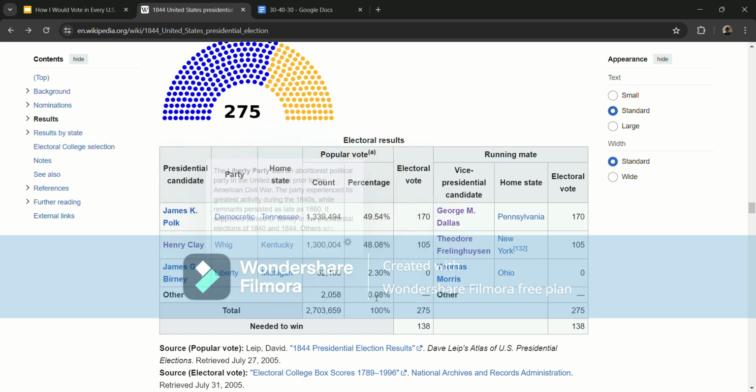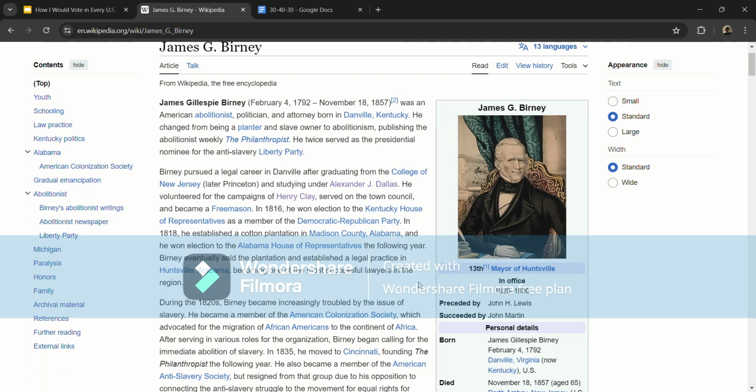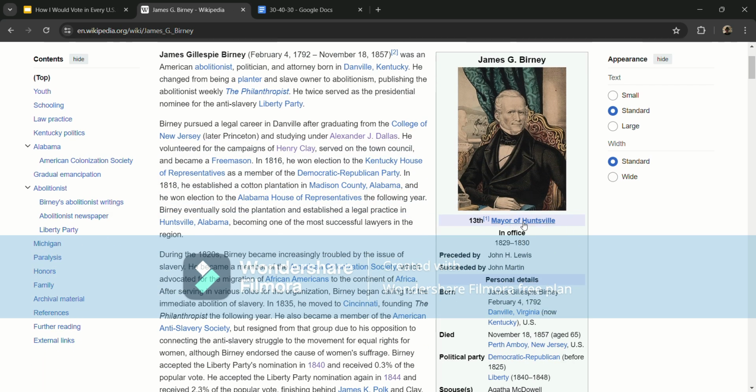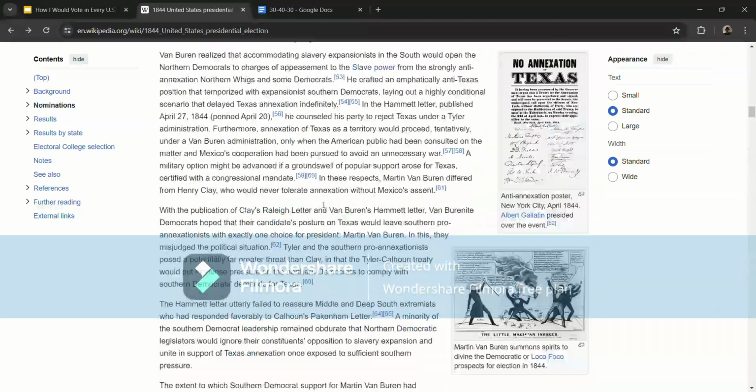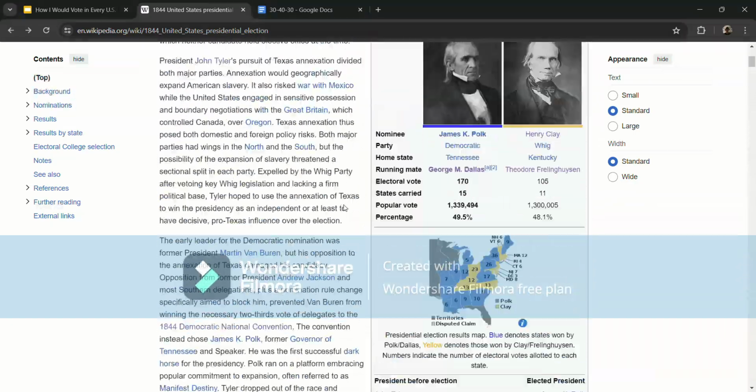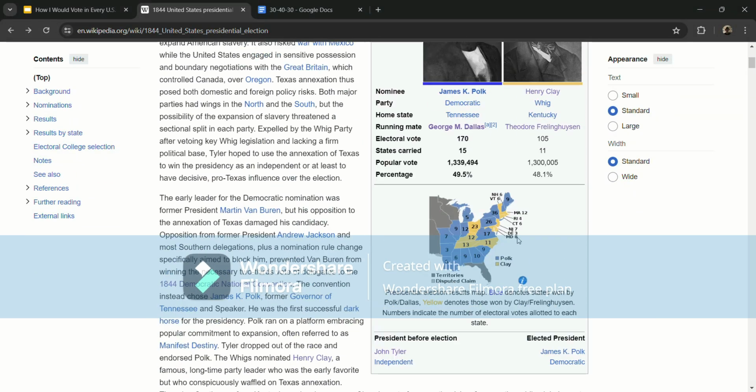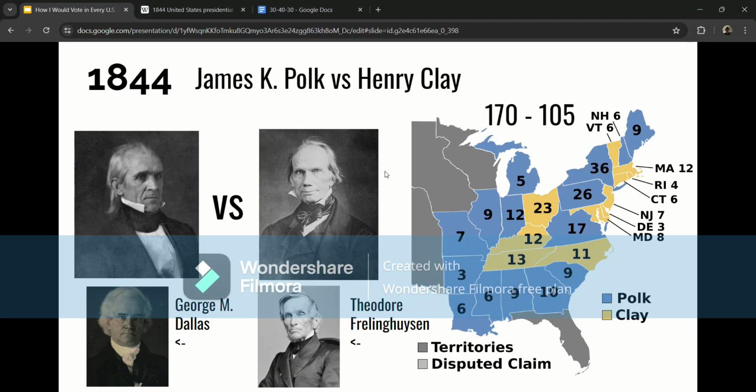Birney. It was considered part of the Liberty Party, and again, he sucked out what is considered enough votes from the North away from Henry Clay to give James K. Polk the win. James Birney, not only is he a very inexperienced person, as you can very clearly tell right here, also a Southerner. He was an abolitionist, but at the same time, I just don't see enough of him to really be an extremely effective president or really an effective candidate.